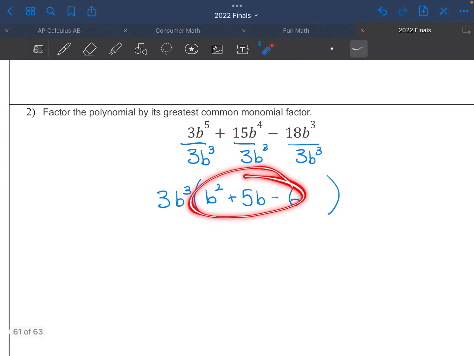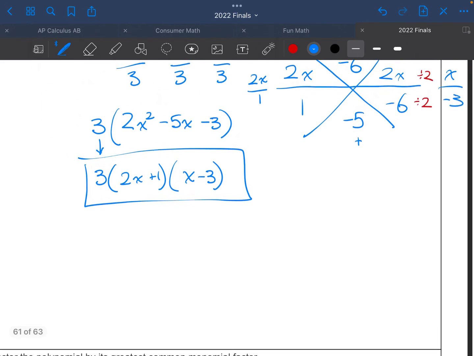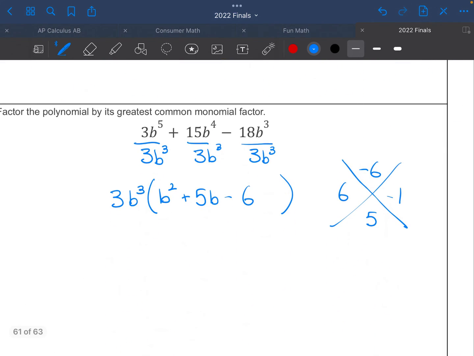And then this inside is just a normal ninja star, or you can use an advanced ninja star, which will still work. So ninja star, I have a negative 6 and a positive 5. What two numbers multiply to negative 6 and add to 5? Let's try 1 and 6. Does that work again? I think it does. 1 and 6, if I make that one a negative 1. So it's a little bit different. The last one had a negative 6. This one was a negative 1. And that means our final answer is going to be 3b to the power of 3, we have an x plus 6, and we have an x minus 1. Final answer, and box it.